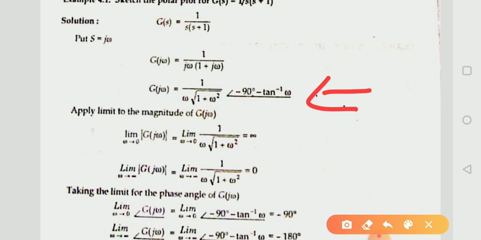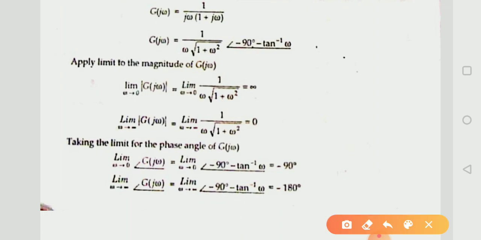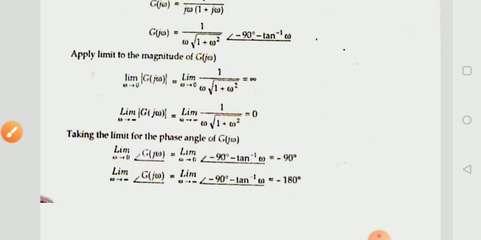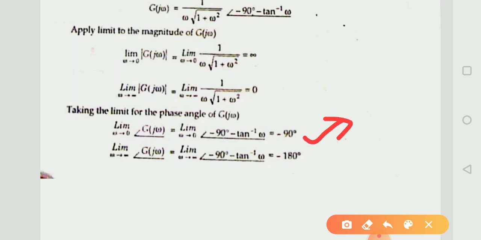Now we take limit. So for omega tends to 0, the magnitude is infinity, and for omega tends to infinity, the magnitude is 0. And when we are putting omega tends to 0 for angle, the angle is minus 90, and when we are putting omega equal to infinity, then angle is minus 180 degree.